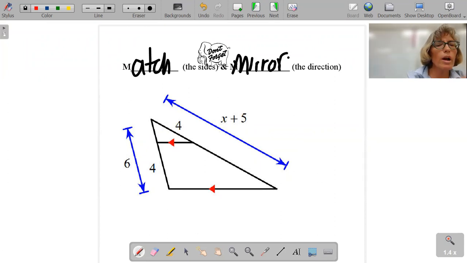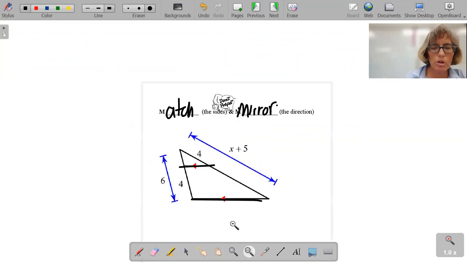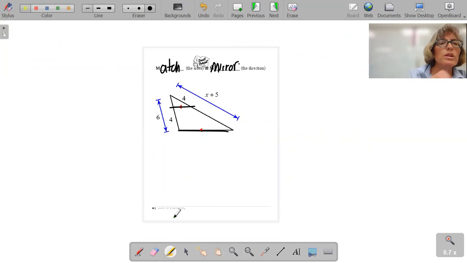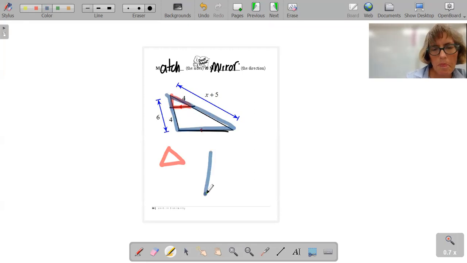So here we have triangles sliced by a parallel line. The first thing I'm going to do is pull them apart so you can see the 2 separate triangles. I have a smaller triangle and I have a larger triangle. Now we're going to pull the information over.